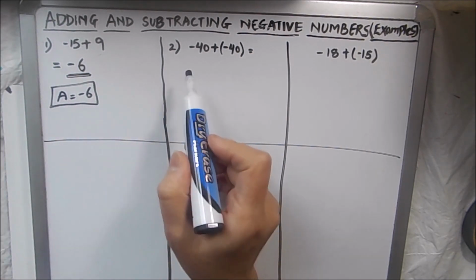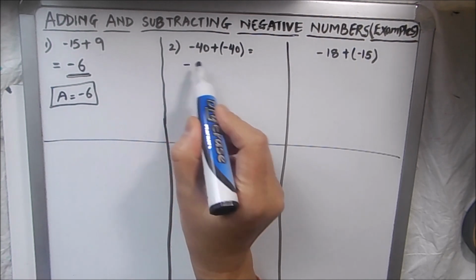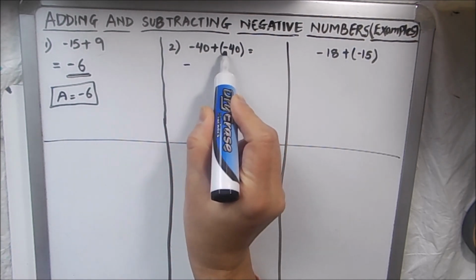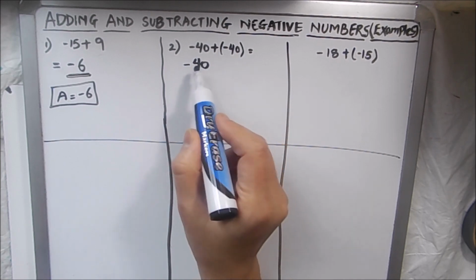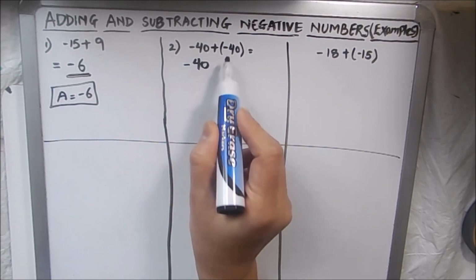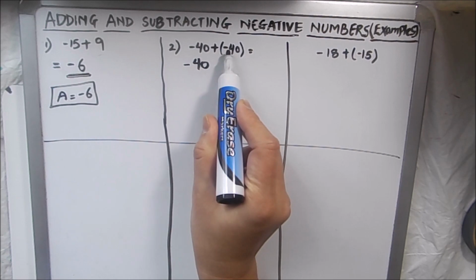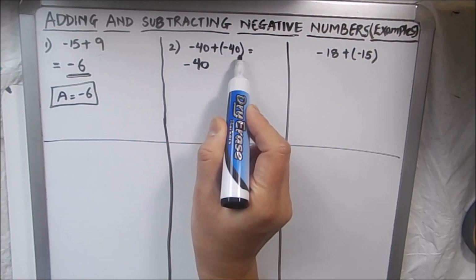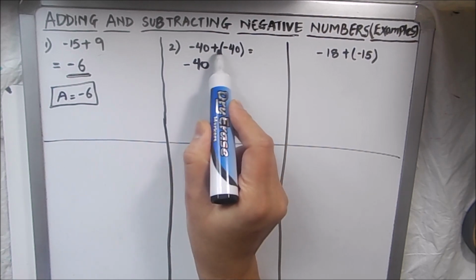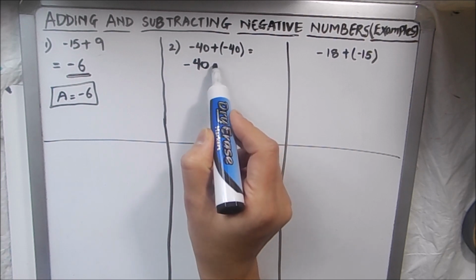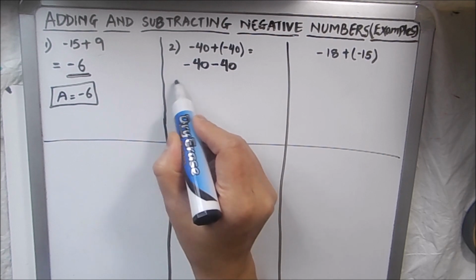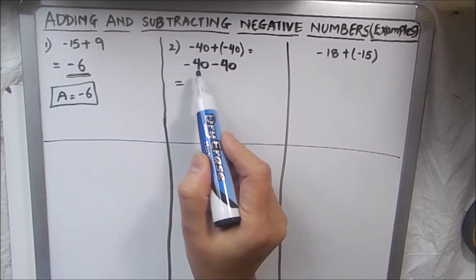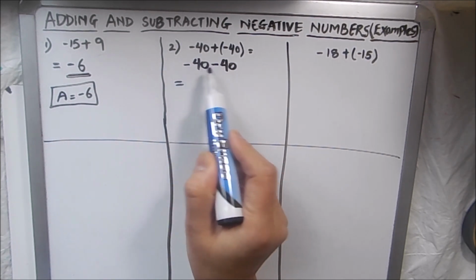So now we'll solve the second one. Here our first step will be to open this bracket or the parenthesis. So here we have negative 40 and this is plus, we are adding another negative 40 to it. So negative 40 and then plus times minus, which is minus, and then 40. So here we see that the two signs are the same.